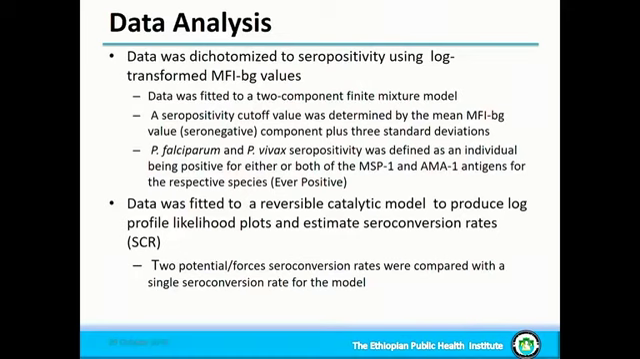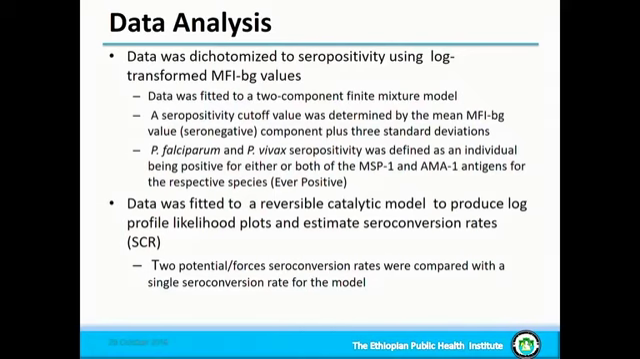So for the data analysis, data was dichotomized to seropositivity using log transformed values. Data were fitted into a two-component finite mixture model, and the seropositivity cutoff was determined using these values, using the seronegative component and adding 3 standard deviations.